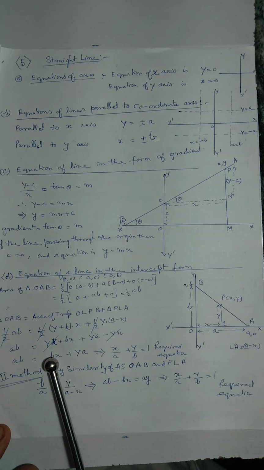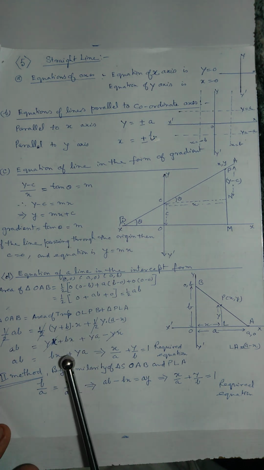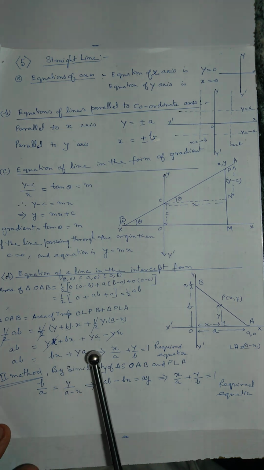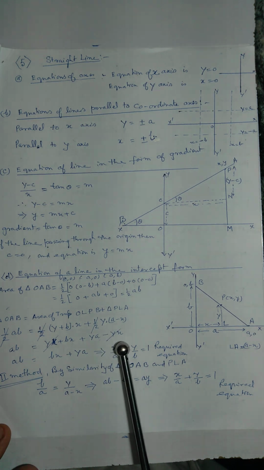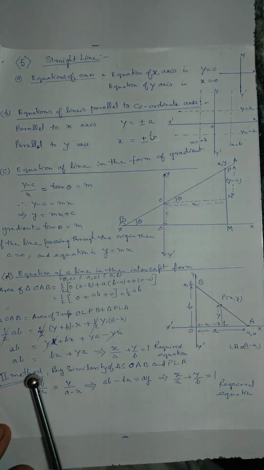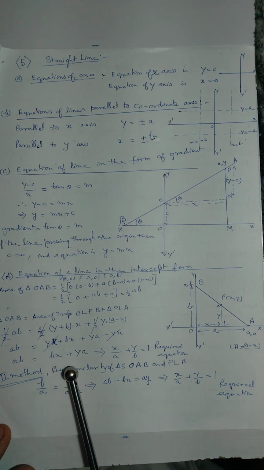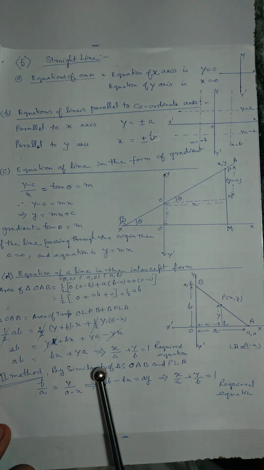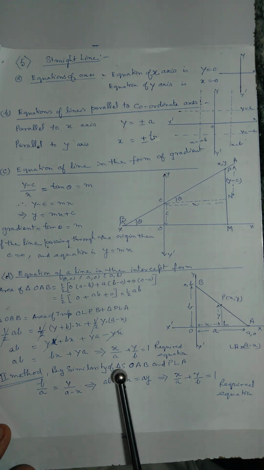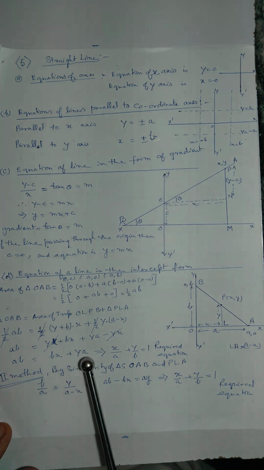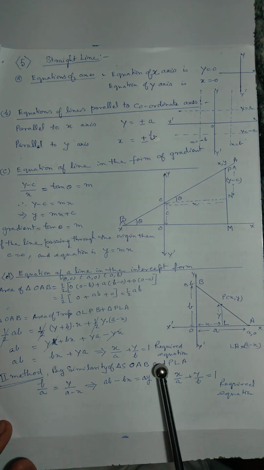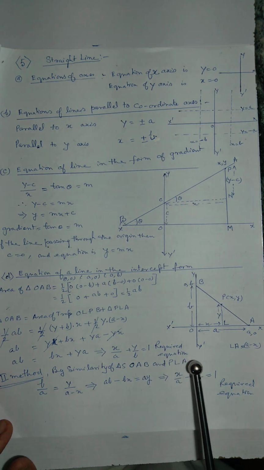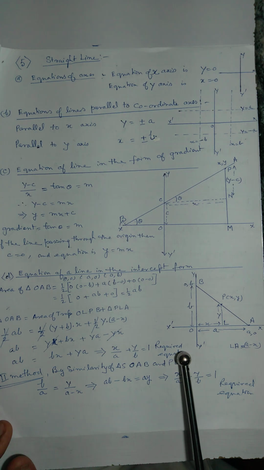Now ab is equal to y into x plus b into x is equal to a into y minus y into x. So ab is equal to bx plus ya, and just divide it by ab on both sides, you will get x by a plus y by b is equal to 1, and this is the required equation of line in the intercept form.